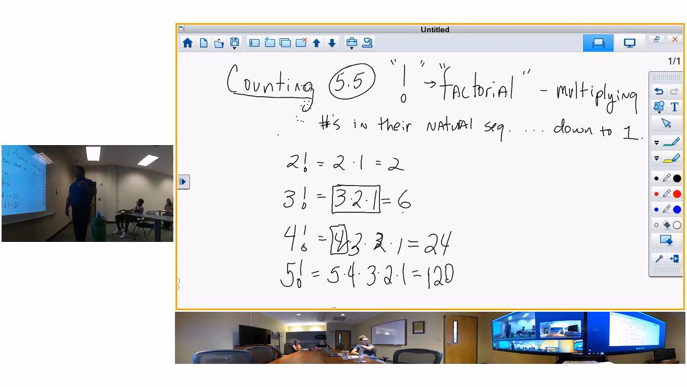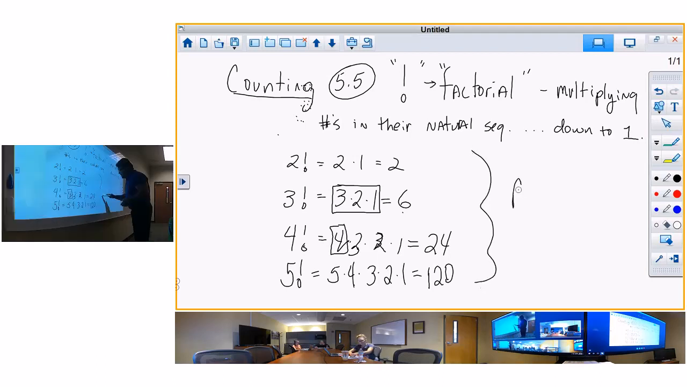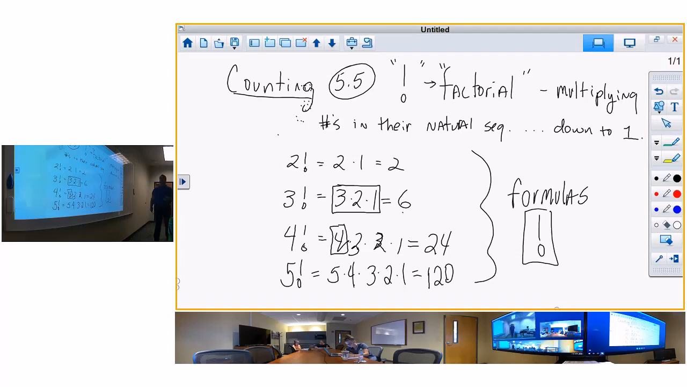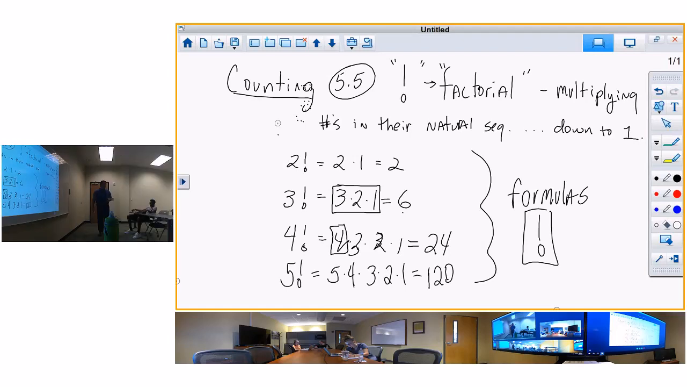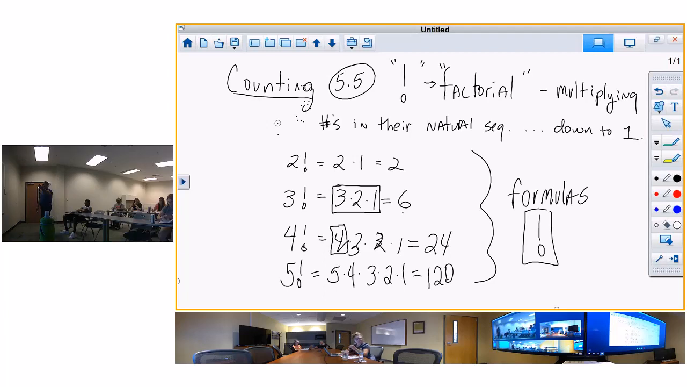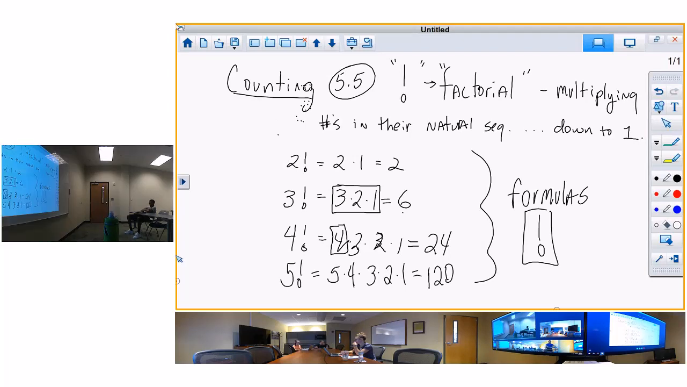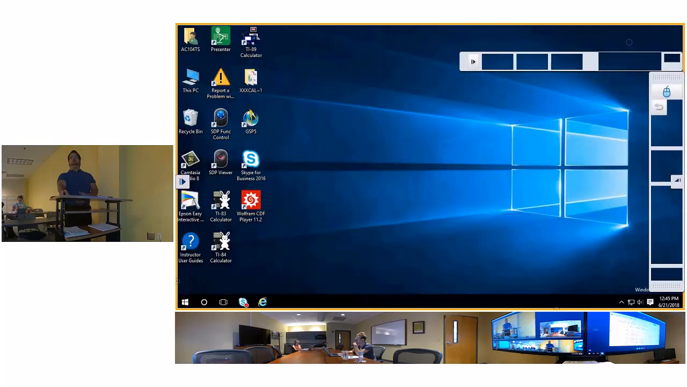All right, so there are other formulas that we're going to talk about that use factorial. The good news is I'm not going to make you learn them. I'm going to let you use your calculator, because this is very tedious. But you do need to turn on your calculator and make sure you can do the four or five examples that I just did. The way that you do that is you hit the math button and go to probability. I'm going to show you that right quick so you'll know what to do.